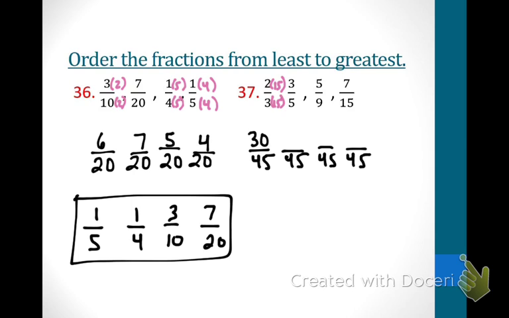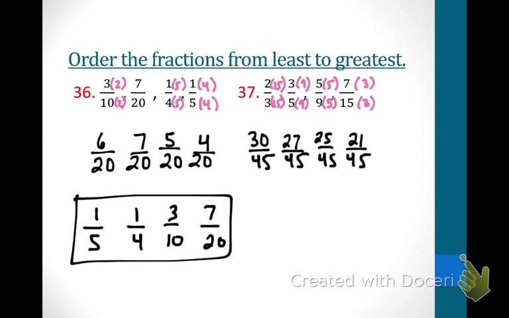Next up, how do I get 3/5 to a 45th? 9. Times 9 on top and bottom, what do you get? 27. Next one, 5. Times 5, and what do you get? 25. Very good. Last one, times 3, and what do you get? 21. 21. Okay, now let's go from least to greatest.